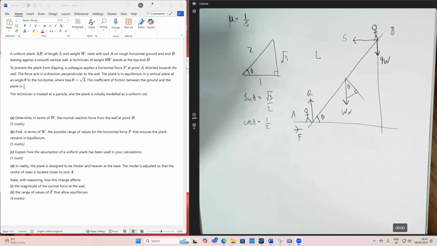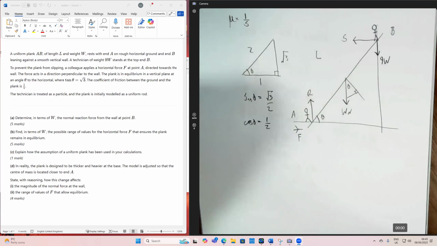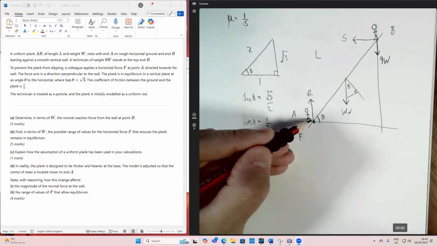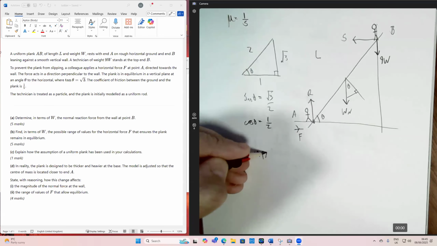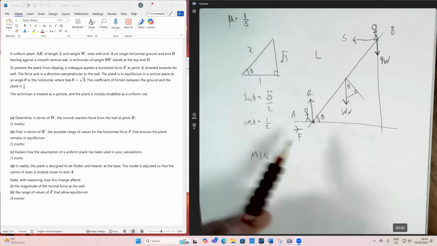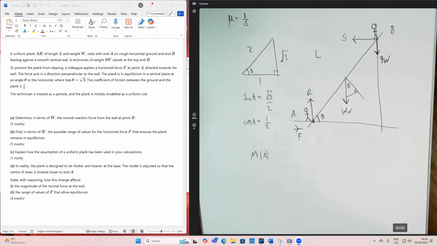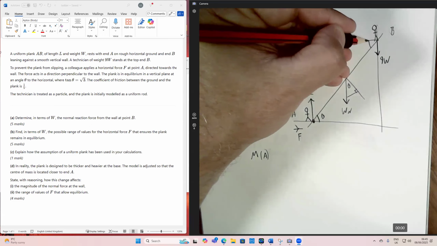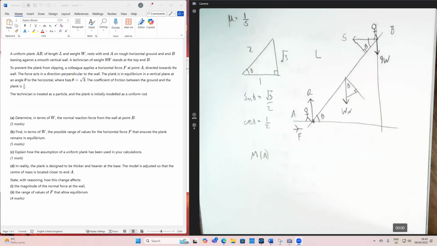Okay, so what we're going to do here is, well, if we want to find this reaction here at B, then it would be really helpful to us to basically eliminate F and R there. So in order to do that, we should take moments about the point A. So I'm going to write down moments about A. The reason we've done that is to eliminate these forces, because we're going to get an expression that's just in terms of S. I should point out up here that this angle is also theta, because they are alternate angles.